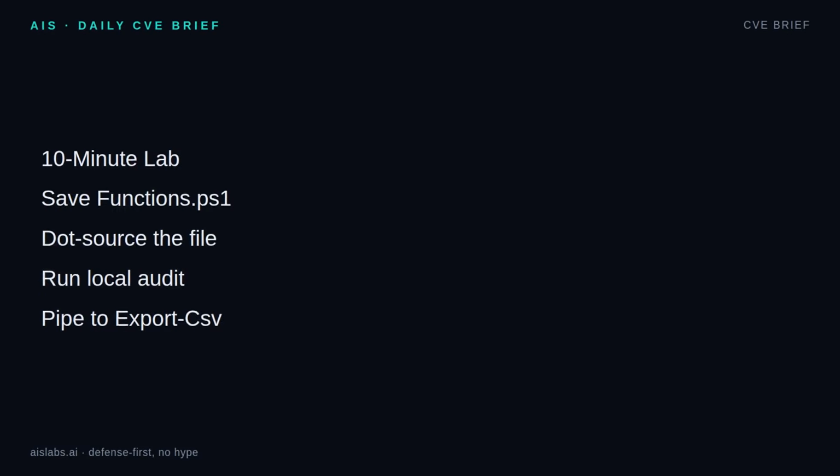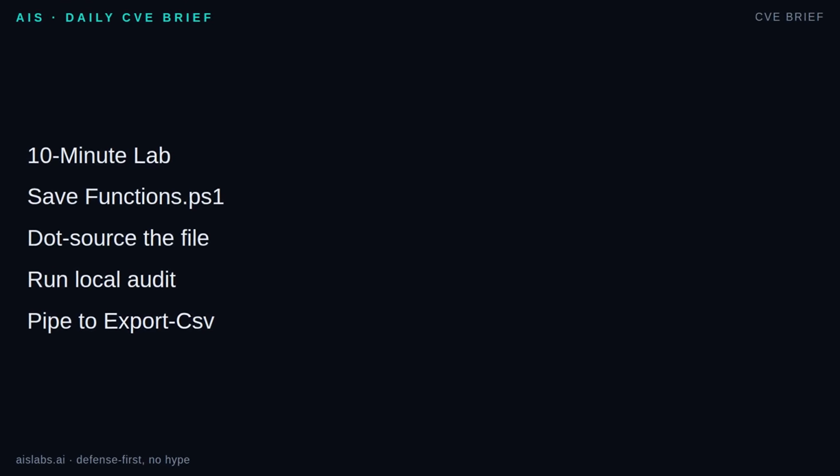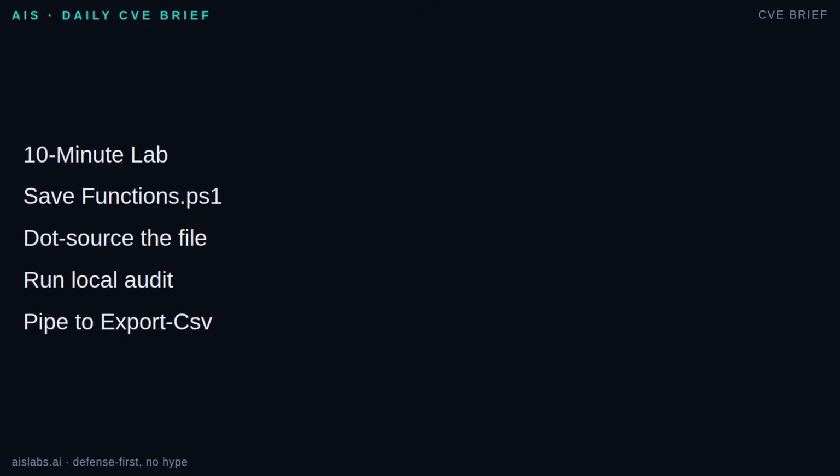Do this safely on your own workstation or a test virtual machine. Create a folder like C:\AdminTools. Save the Get-ComputerAudit function in C:\AdminTools\Functions.ps1. In a new PowerShell 7 session, load it with dot-source, .\C:\AdminTools\Functions.ps1. Run Get-ComputerAudit with no parameters. Then try Get-ComputerAudit piped to Select-Object ComputerName, LastBoot, FreeGB.